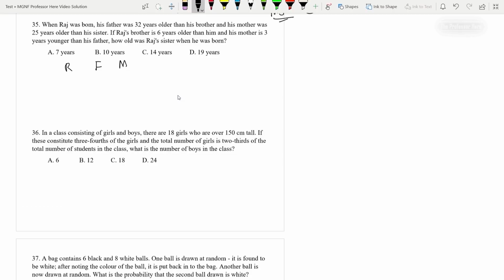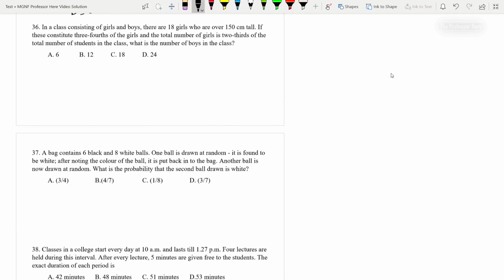So father is 32 years older than brother, B plus 32. And mother is 25 years older than sister. Raj's brother is 6 years older than him, which means Raj plus 6 is equal to brother. The age of Raj is right now 0, so basically the age of brother is 6. Substituting here, the age of father is 38. Then there is another clue which says his mother is 3 years younger than his father. So 3 years younger means 35, which means the sister is 10 years old. Option B. So let's move on to the next question.